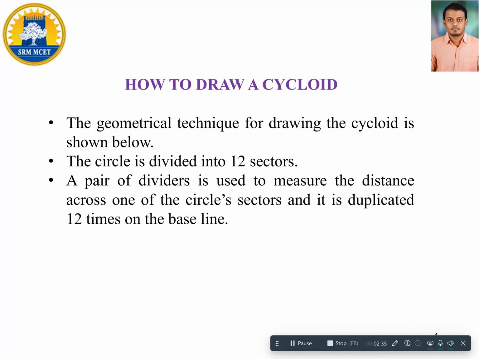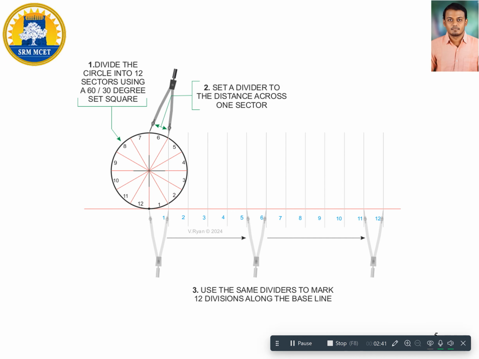Now, how to draw a cycloid? The geometrical technique for drawing the cycloid is shown below. Initially there will be a circle. For example, in the problem, the diameter of the circle will be given. Based upon the diameter, we need to draw the circle. Then after drawing the circle to the necessary diameter, we need to divide the circle into 12 equal divisions.